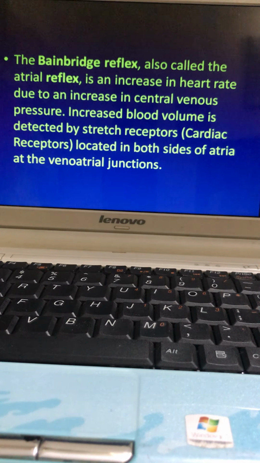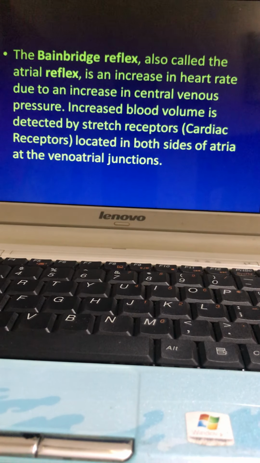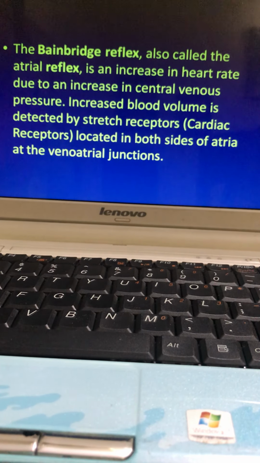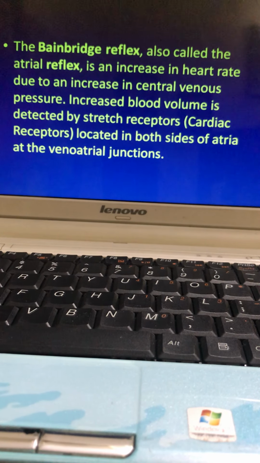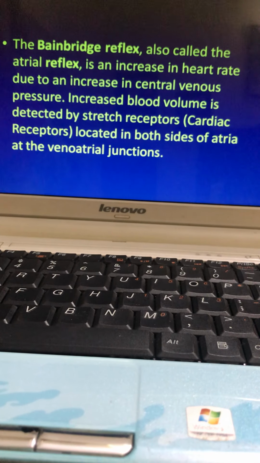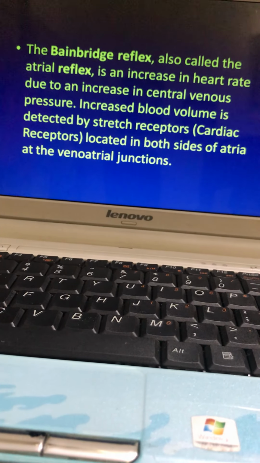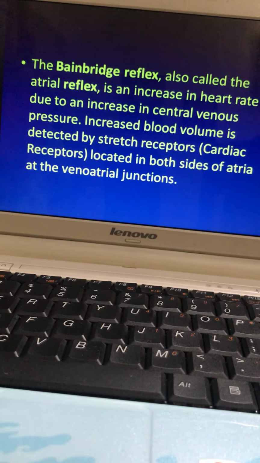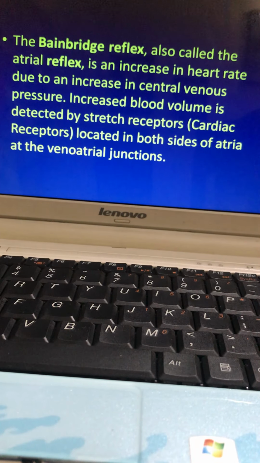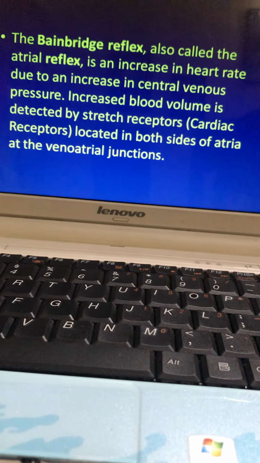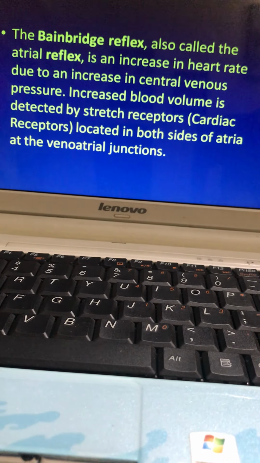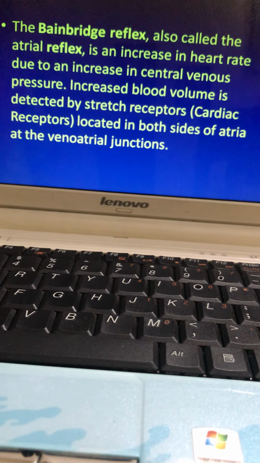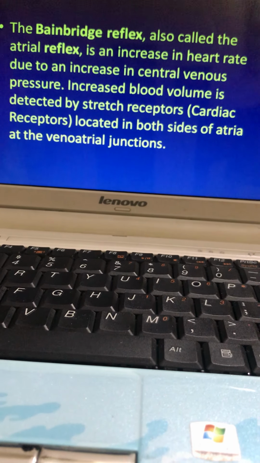One of the intrinsic mechanisms is the Bainbridge reflex, also called the atrial reflex. It is an increase in the heart rate due to an increase in the central venous pressure. Increased blood volume is detected by stretch receptors, the cardiac receptors located on both sides of the atria at the veno-arterial junction. The Bainbridge reflex is initiated by increased blood volume in the atrium, and this causes stretching of the atrial wall.